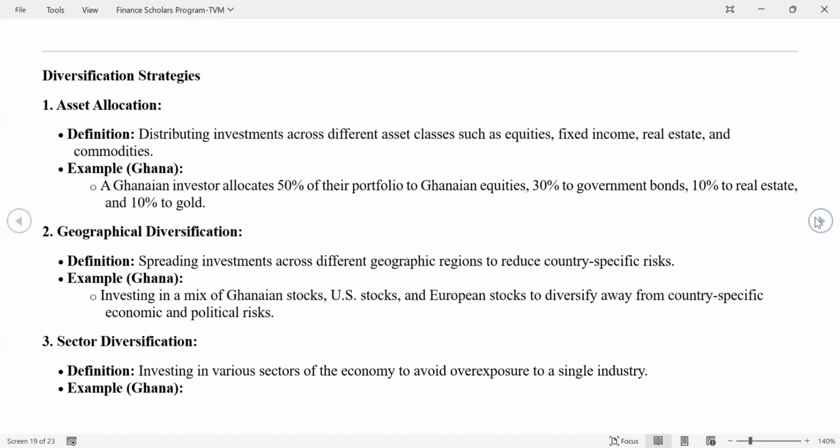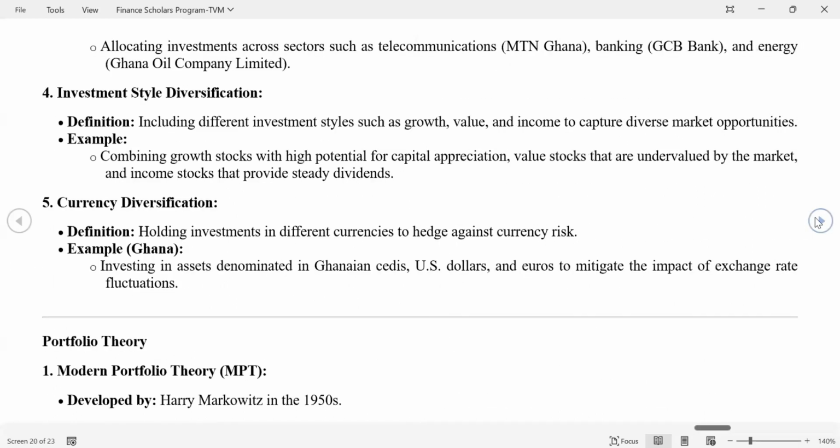and it can help you. Right, so you have sector diversification, where you put money in various sectors in the economy. You can't put it only in one industry. You can put it in banking, you can put it in the industries aspect, and your money will be secured. So investment style diversification too, so including different investment styles, such as looking at their growth, their value, their income, and all that. You can combine different stocks.